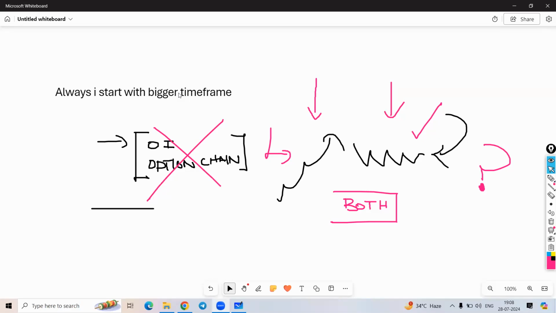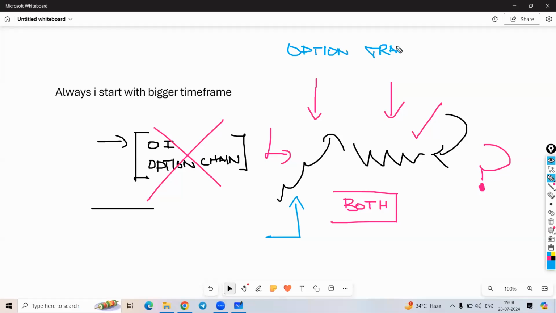Sunil sir, I am not talking about support resistance. Support resistance, how will you use it? You will use it to find direction. So it comes under this category. So for doing option trading, try to be very clear.